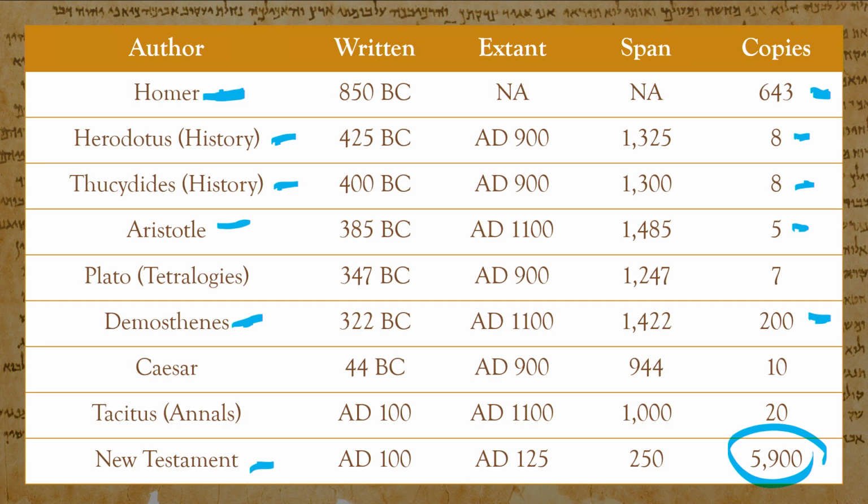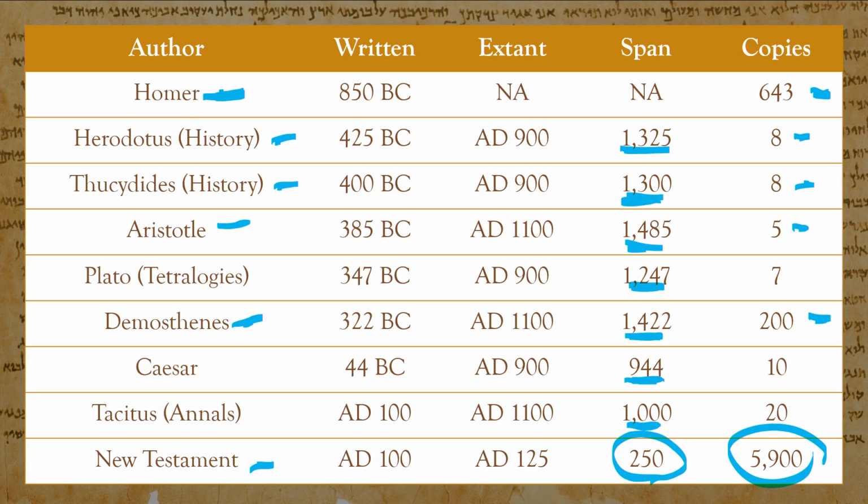The span for most of these works is about over 1,000 years between when they were written and when the oldest copy is that we have today. The span for the entire New Testament is only 250 years, and that would be between the time that the last part of the New Testament was written, about 100 AD, and when the first complete New Testament was found, and that's Codex Sinaiticus, which would be about the year 350. So it's a 250-year span. But it's actually better than that, because we have P52, which is the earliest fragment of the New Testament, which was written within 30, 40 years.